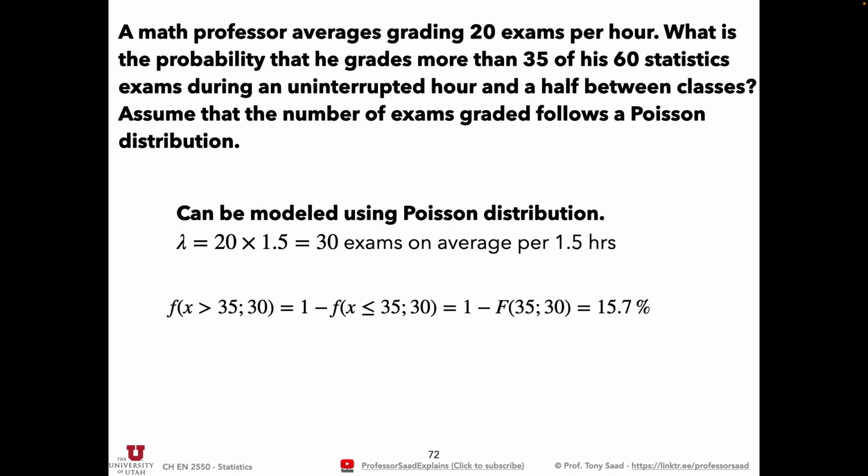So f of x greater than 35 is 1 minus f of x less than or equal to 35, which is cumulative at 35, right? So you got about 60% chance of accomplishing that.